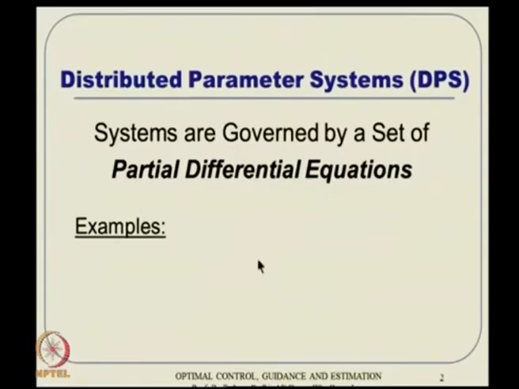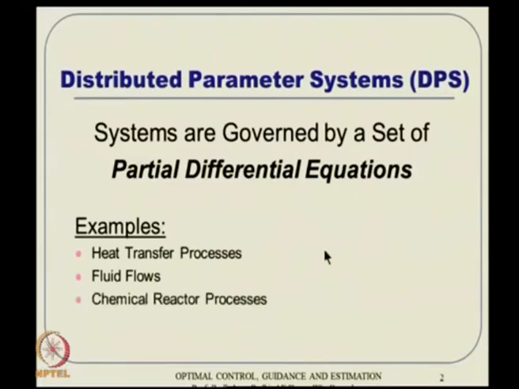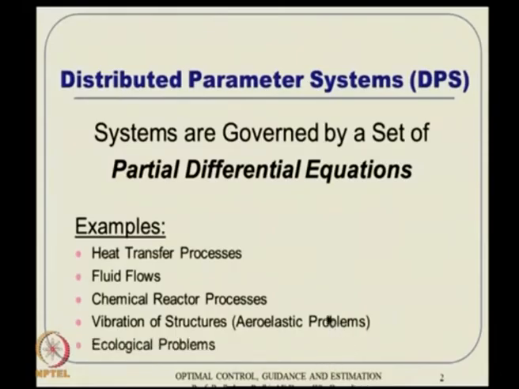The example problems include the heat transfer process. The moment there is heat somewhere, it has to dissipate everywhere in all directions. Then there are fluid flow problems, both in liquid as well as gas form. And then chemical reactor processes, where the chemical reaction takes place throughout the reactor, so the dynamics is typically governed by partial differential equations. Then there is vibration of structures, and in aerospace maybe aeroelastic problems like that. There are various problems, including probably ecological problems also.